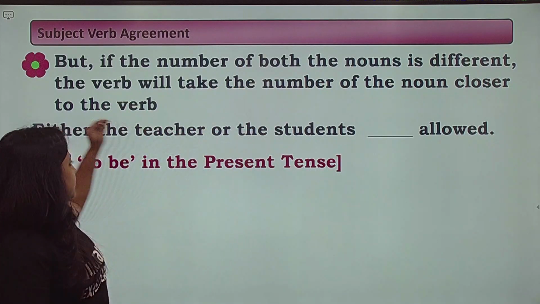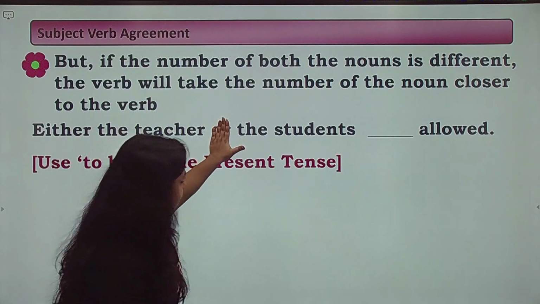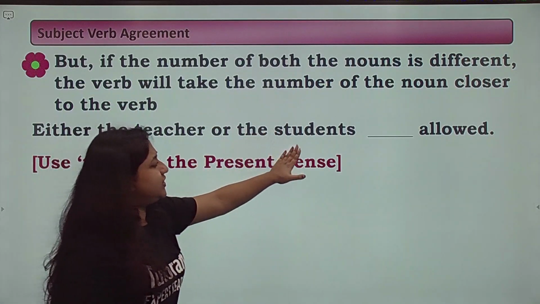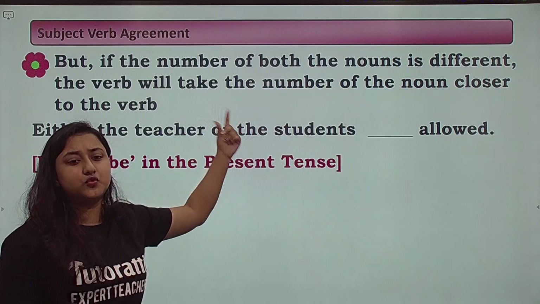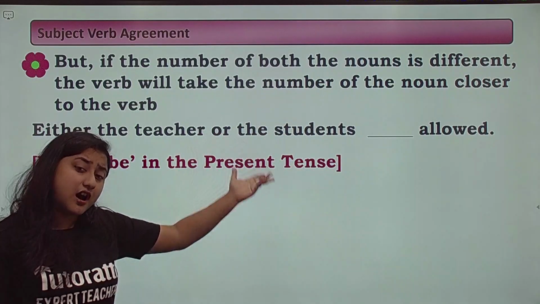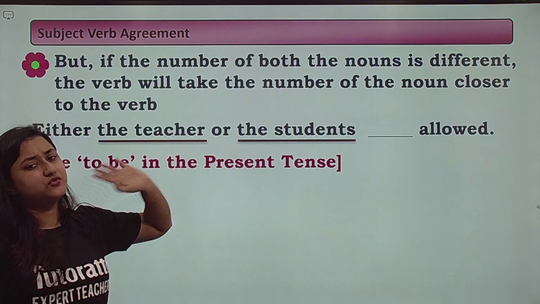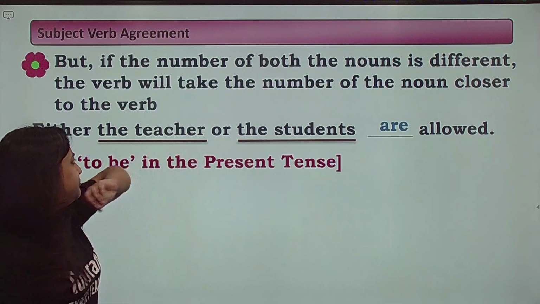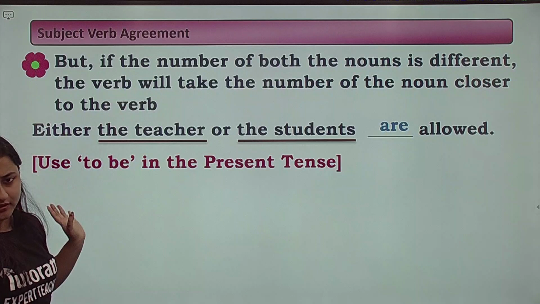Okay, so it's either or, so we cover until or. What will you say? The students is allowed or the students are allowed? Obviously, the students are allowed, so just write the students are allowed. Don't bother about what is written here.